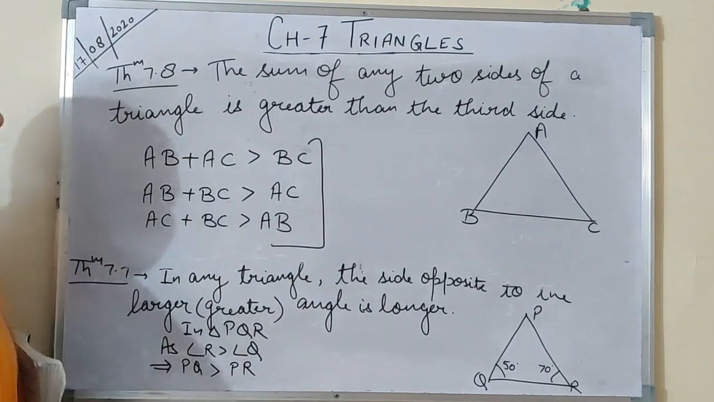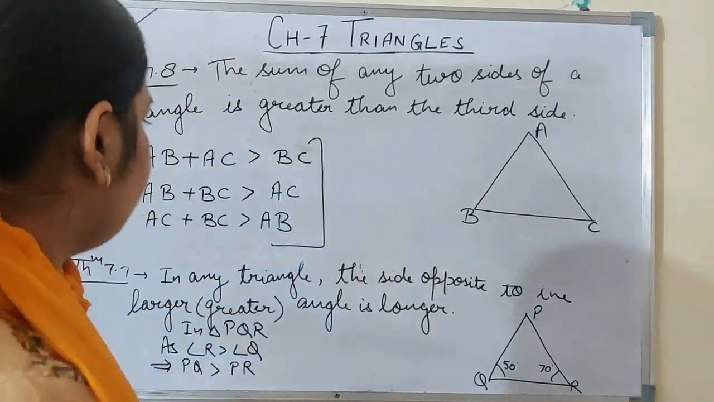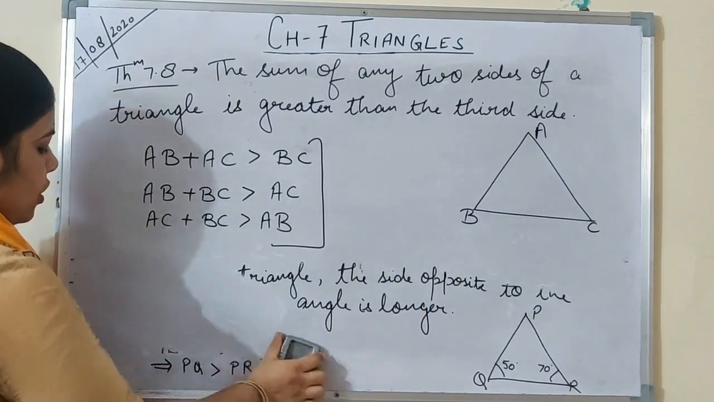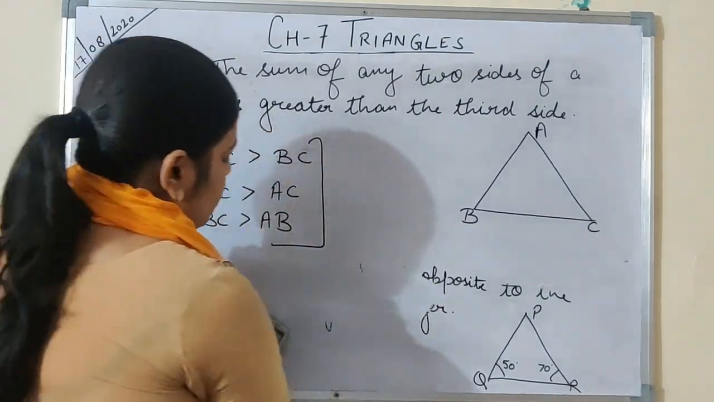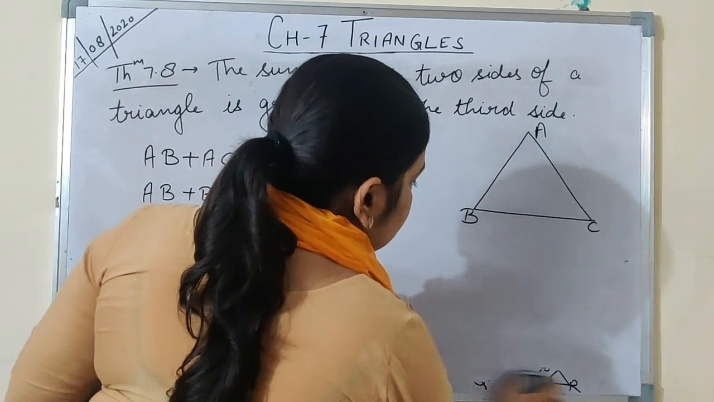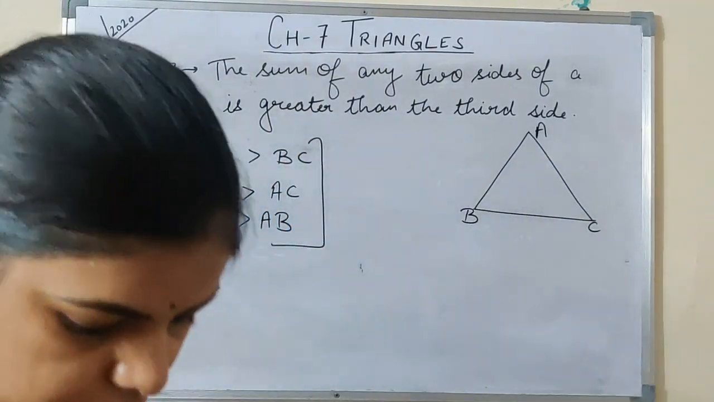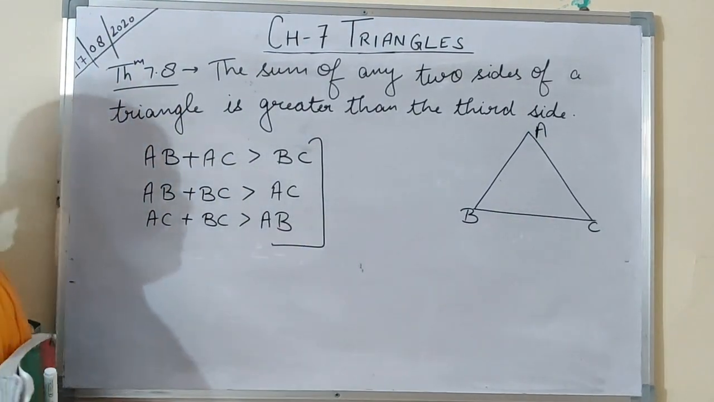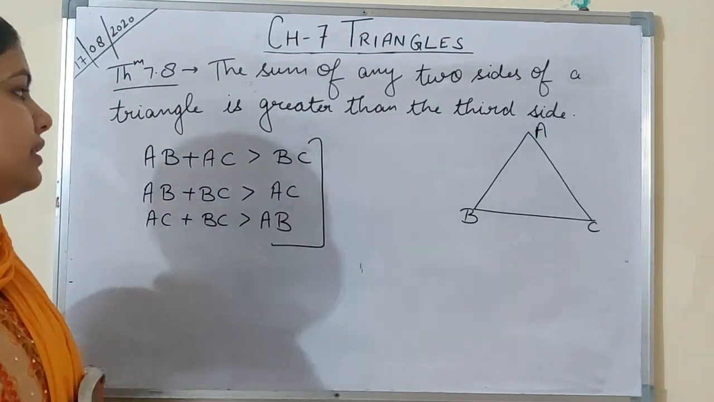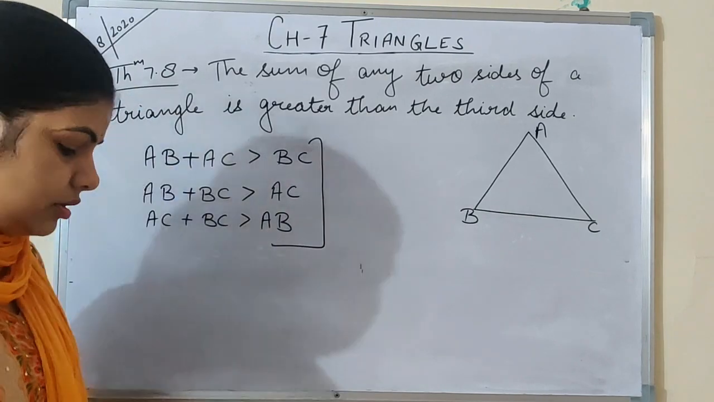So these are the three theorems for inequalities in a triangle. These are the important ones. You have to revise them, and if there is any doubt in these theorems, then you can take it after this lecture.